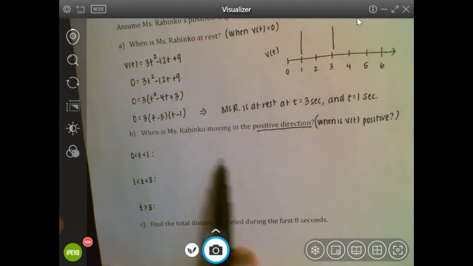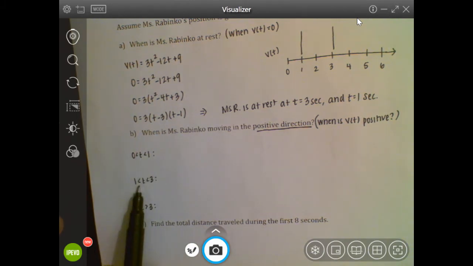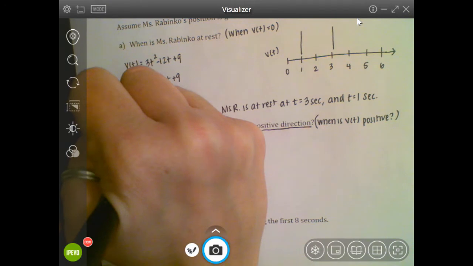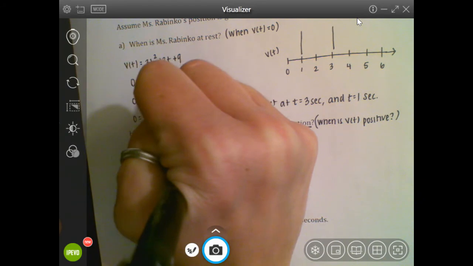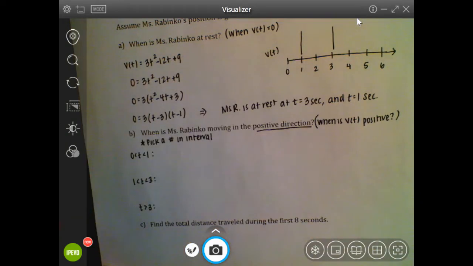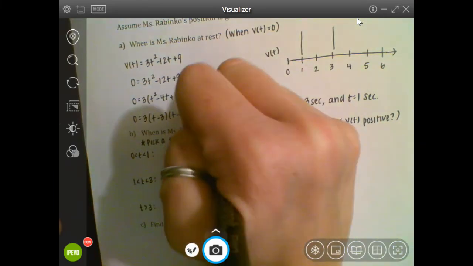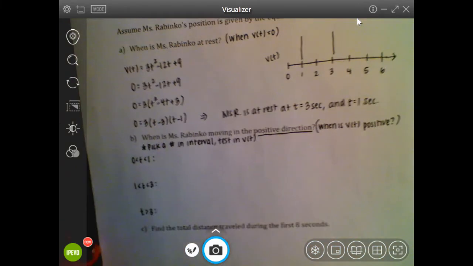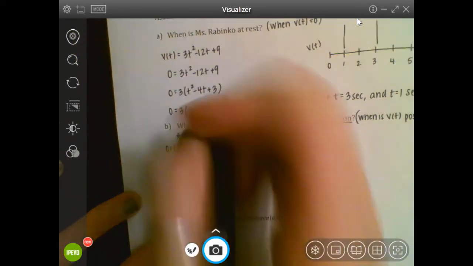So what I'm going to do is pick a number between 0 and 1, a number between 1 and 3, and a number greater than 3, and plug each into the velocity function. I'm picking a number in the interval. Again, these intervals are set up from our velocity information up here, and I'm going to test in the velocity function to determine if it's positive or negative. So from 0 to 1, I'm just going to pick something relatively easy. I'm going to pick 1/2.